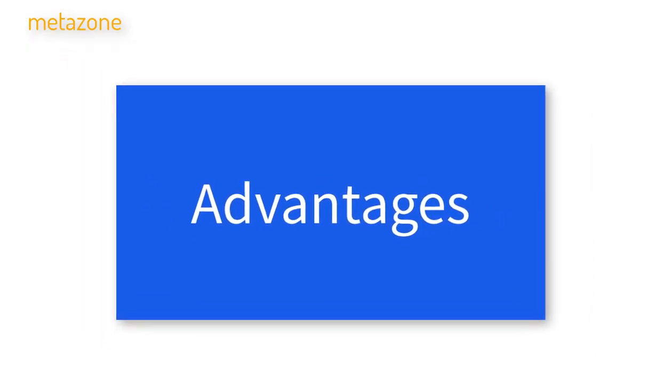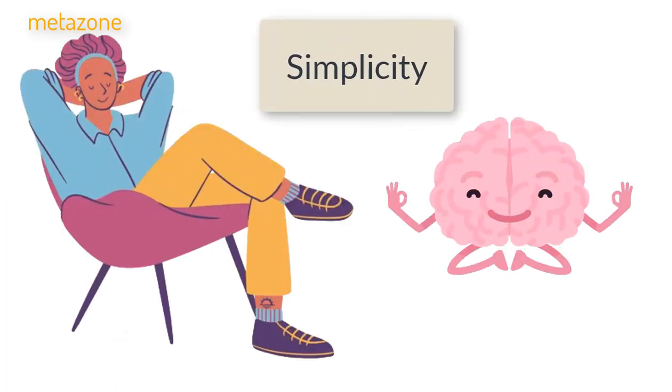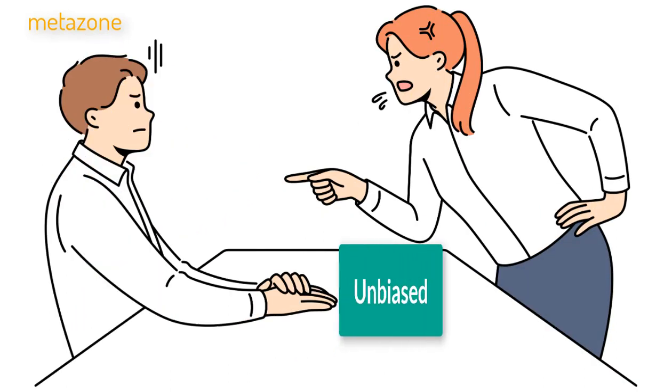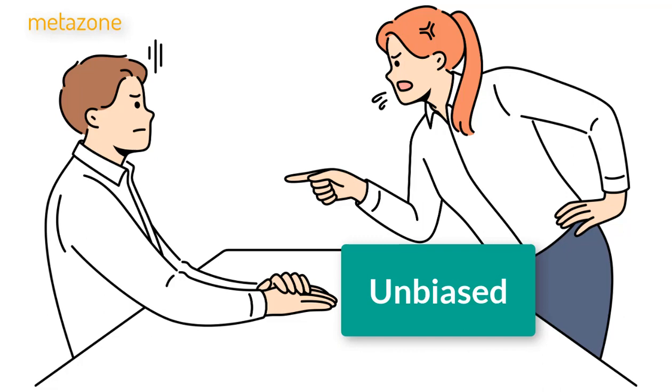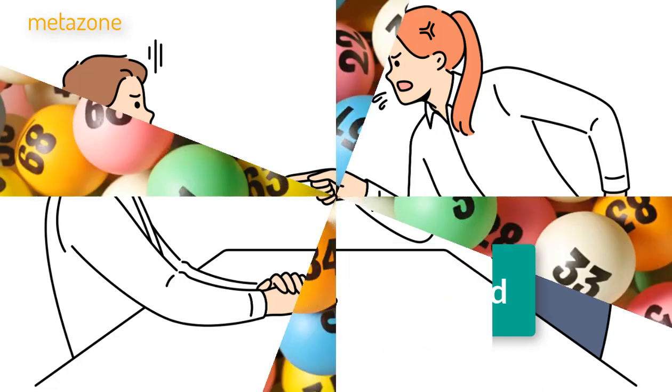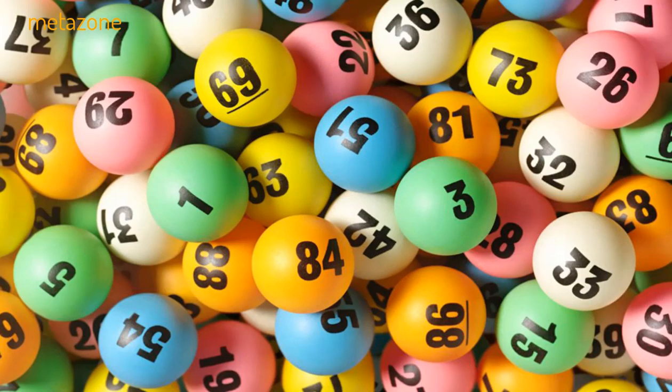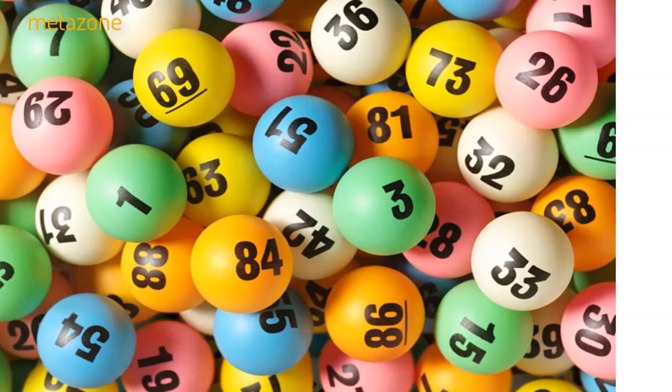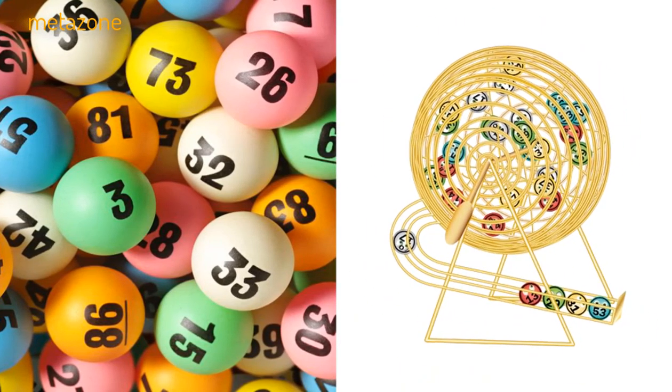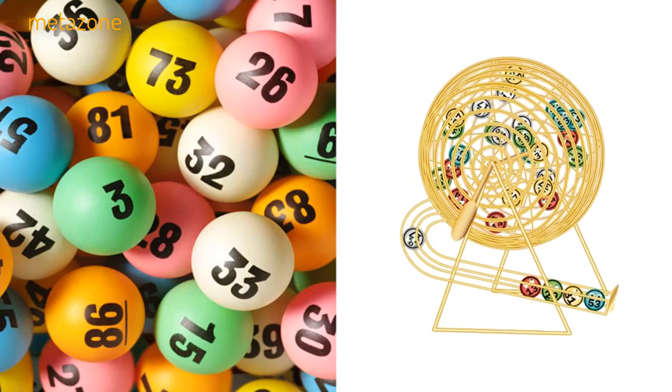Advantages of simple random sampling. First, simplicity. It is easy to understand and implement, making it suitable for a wide range of research studies. Second, unbiased representation. Simple random sampling ensures that every member of the population has an equal chance of being selected, leading to an unbiased representation of the population.